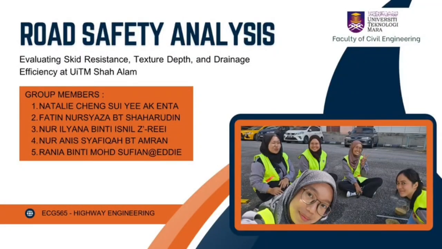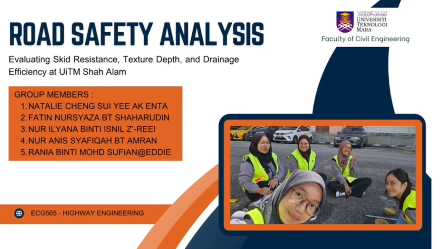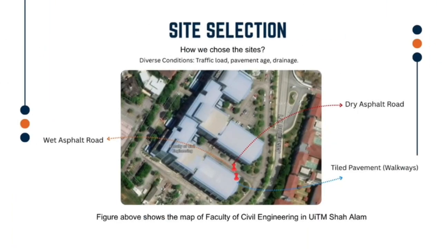We are presenting our analysis of road safety parameters, skid resistance, texture depth, and drainage at selected sites at UITM SHAH. Our study evaluates these conditions against JKR Malaysian standards and international benchmarks to identify compliance gaps. Let's begin. We selected 3 high-contrast sites to test compliance under diverse scenarios, which are tile pavements, dry and wet asphalt roads. All 3 in the marked pins are shown in the map below.